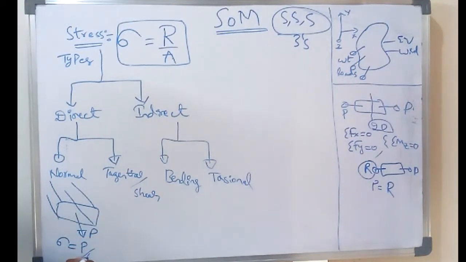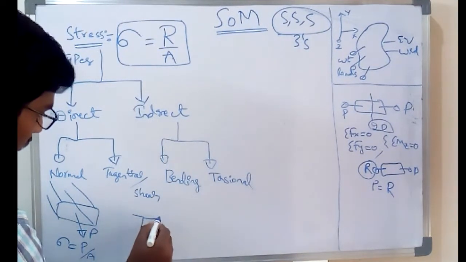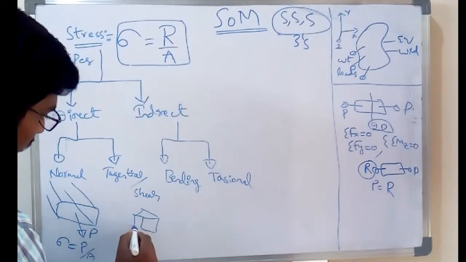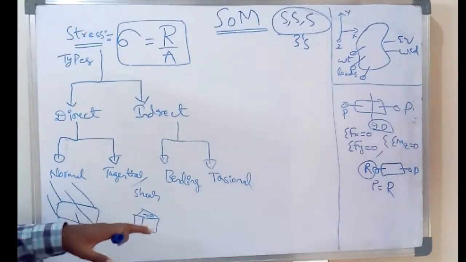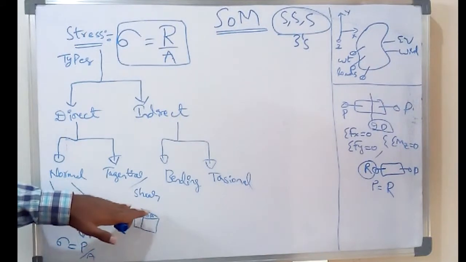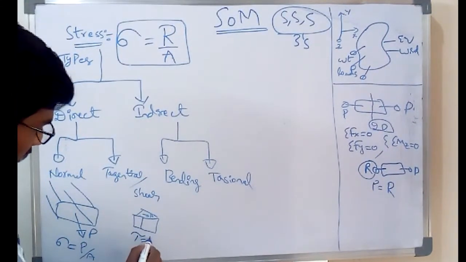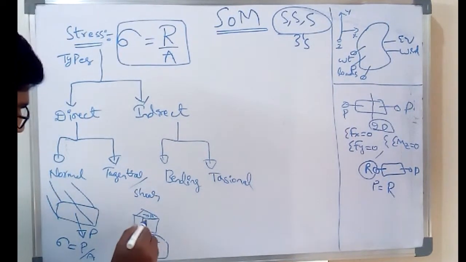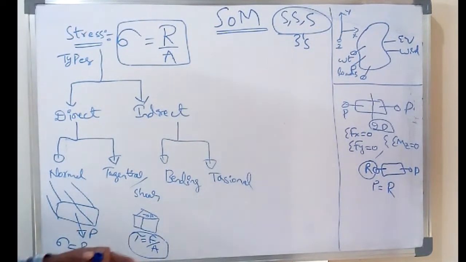Force by cross section area. This is normal stress. And tangential or shear stress means if you take a member subjected to a force P, that F is along this plane, along the topmost plane. Shear stress is nothing but shear force by shearing area. The shearing area is this whole area. Shear force upon shearing area.